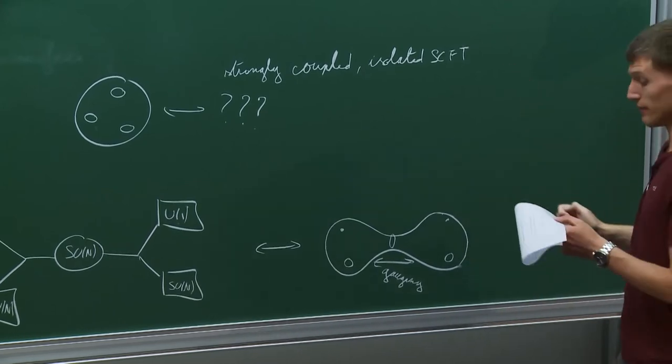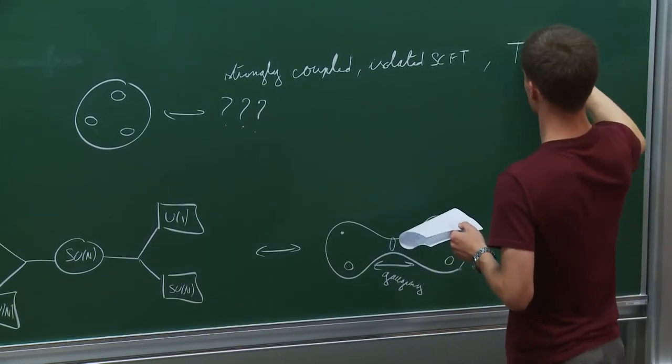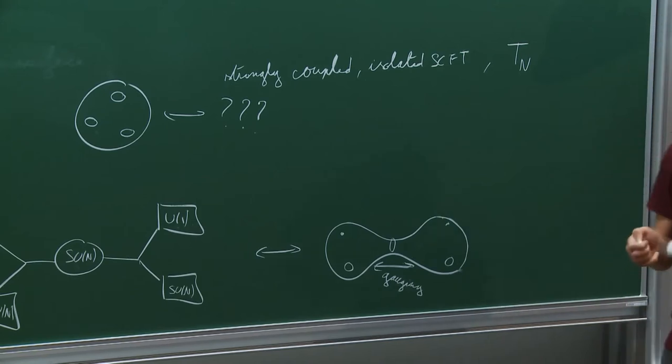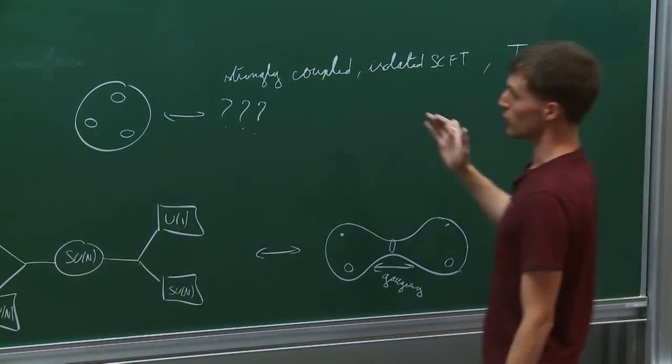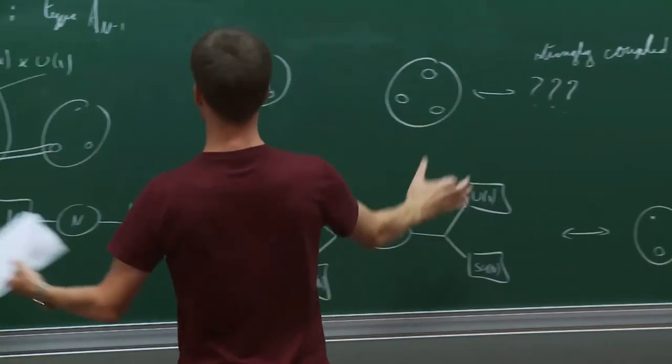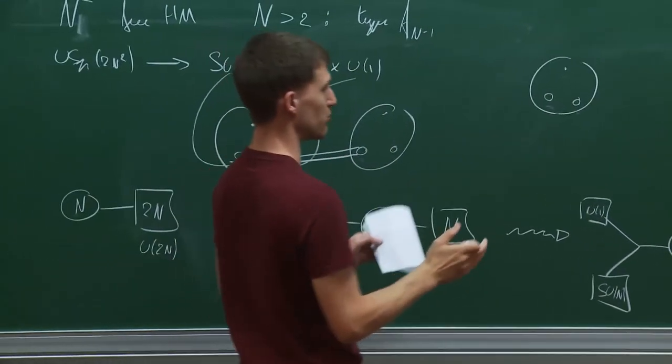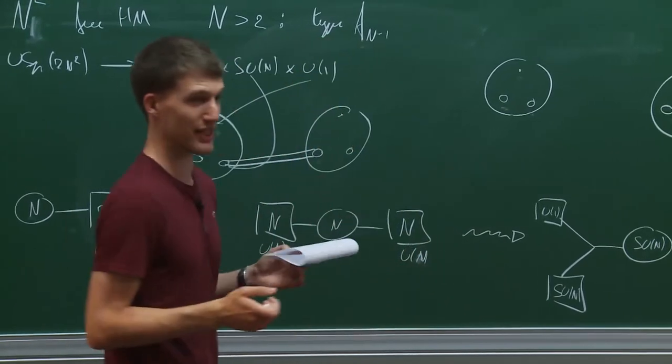This is not supposed to be obvious. And this TFT goes under the name of TN. Maybe you've seen that somewhere. So, okay. This type of pictures, they really generalize, and it's a beautiful framework to understand four-dimensional N=2 superconformal field theories.